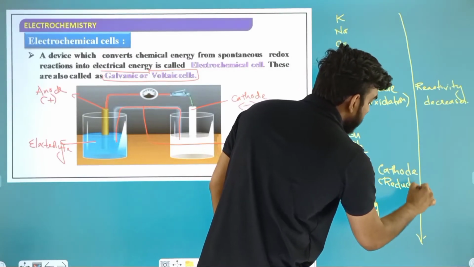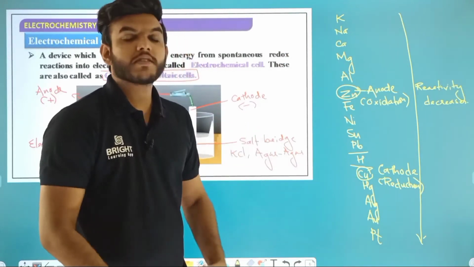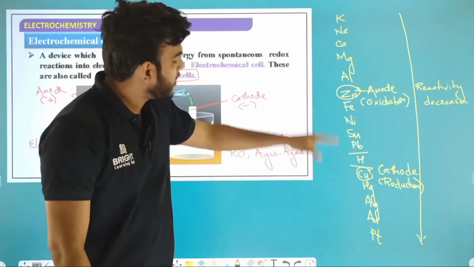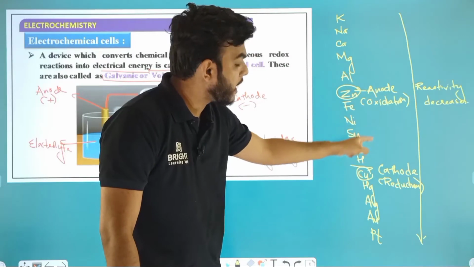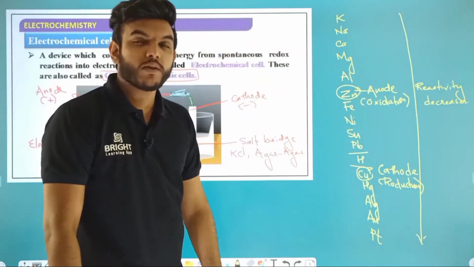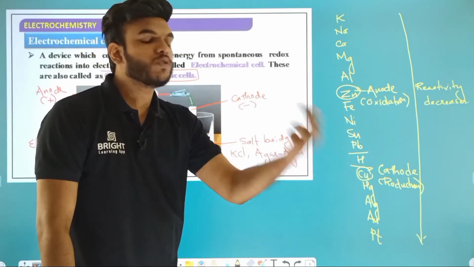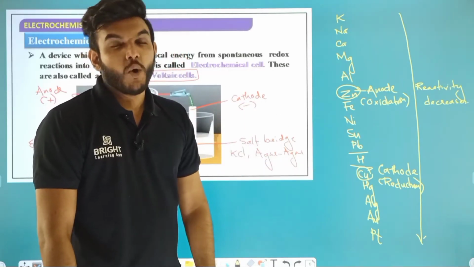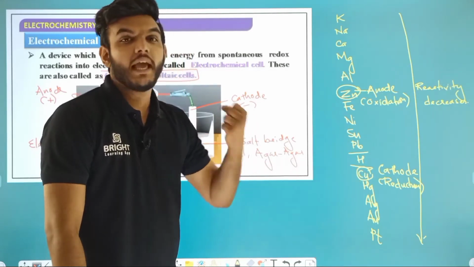So if two elements are given to you, for example zinc and copper, how can you find which is anode and which is cathode? You have to check the reactivity series. The top element should act as the anode and the bottom element should act as the cathode. Anode undergoes oxidation and cathode undergoes reduction. What is oxidation? Loss of electrons. What is reduction? Gain of electrons.